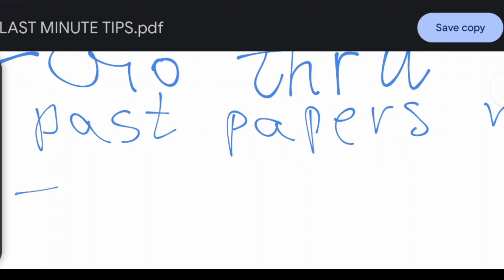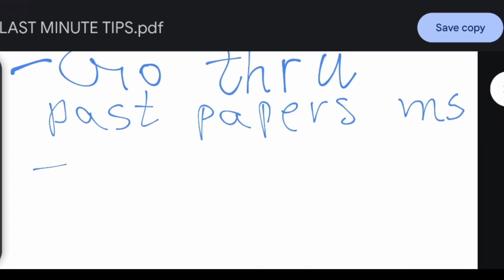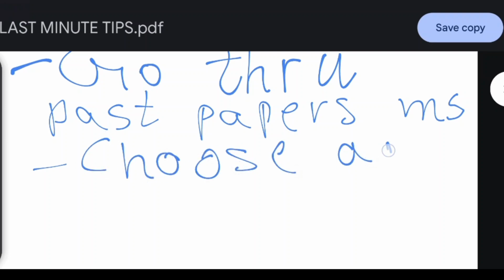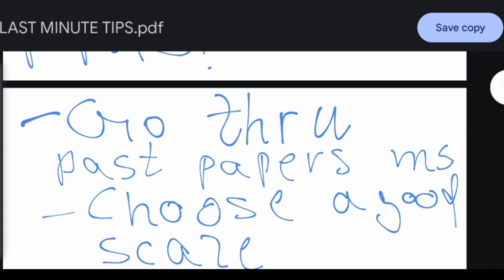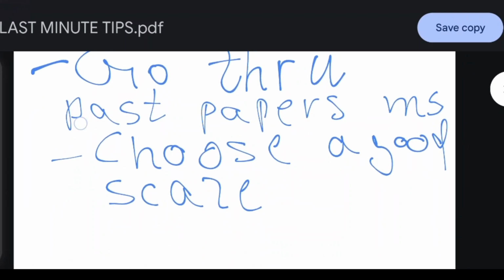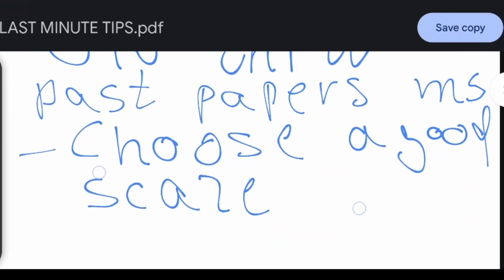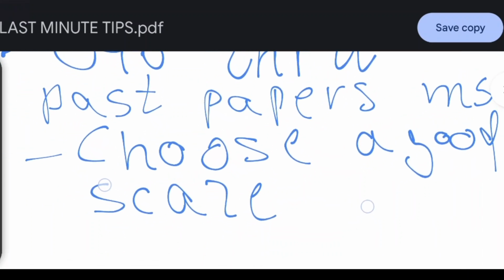Then another thing I want to tell you all is for the graph, choose a good scale. And if you're slow in doing the graph question, I would suggest you come back to the graph question later at the end. First solve the whole paper, so first do all the questions and then come back to the graph question, because choosing the scale and marking the points can take a lot of time.